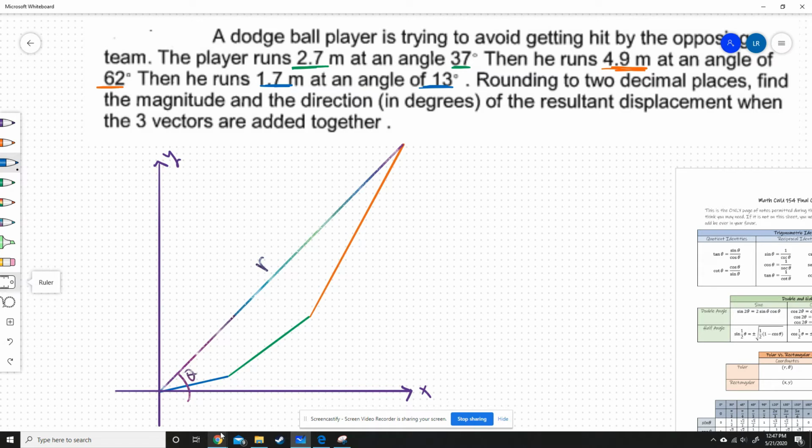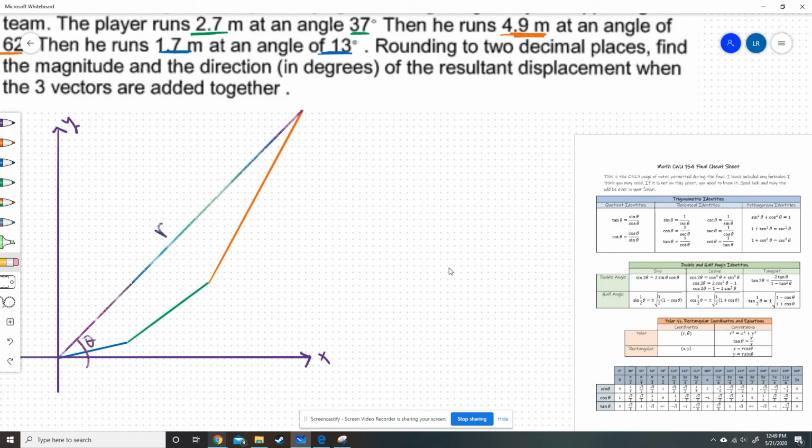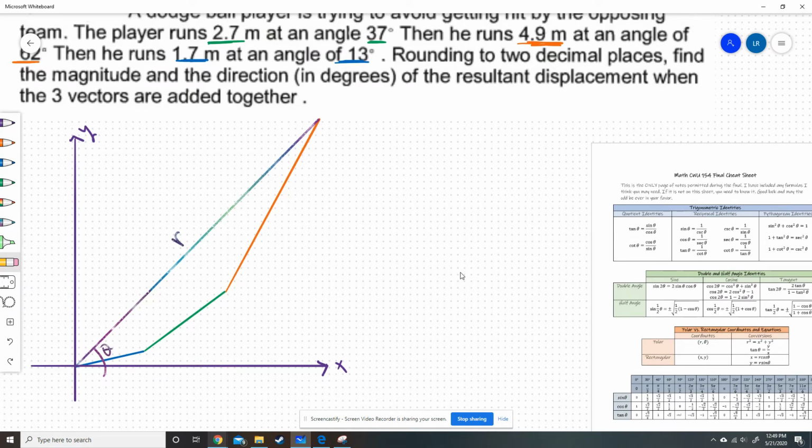So with this blue piece here, we could figure out the vertical component, and we call the vertical component J. And we could figure out this horizontal component, and we call that I. And we know that its length is 1.7, and we know that its angle is 13 degrees. So when we have these all added together, what we really need to do is find all of the horizontal components and all of the vertical components. So all of our horizontal components are here, and then here, and then here. Those are all our horizontal components.